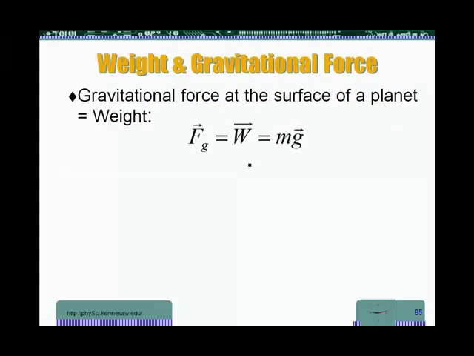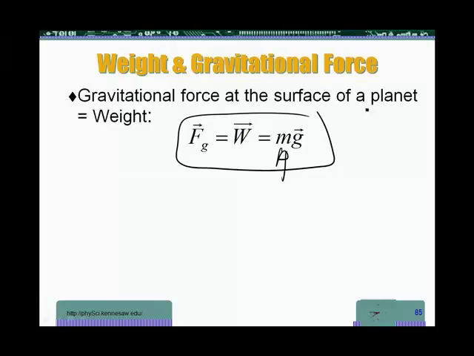Now, the gravitational force or the weight, this is the definition for it. It's the mass times the gravitational field at that point. Again, we usually use F sub g to refer to it, and some people use W to say weight.